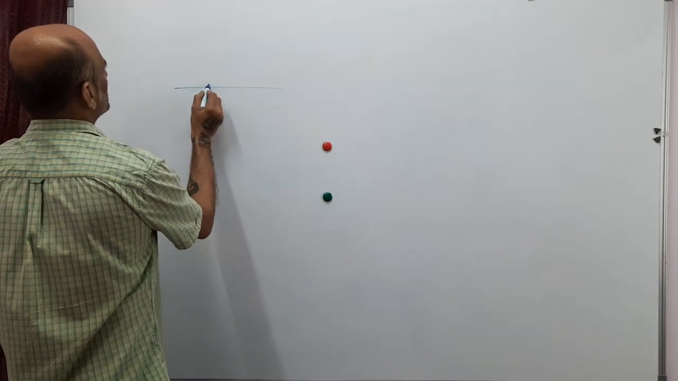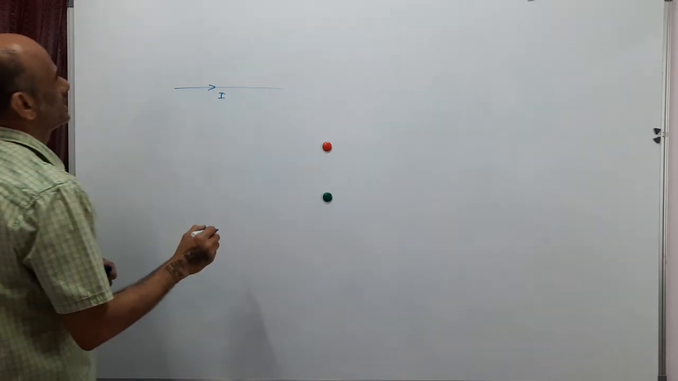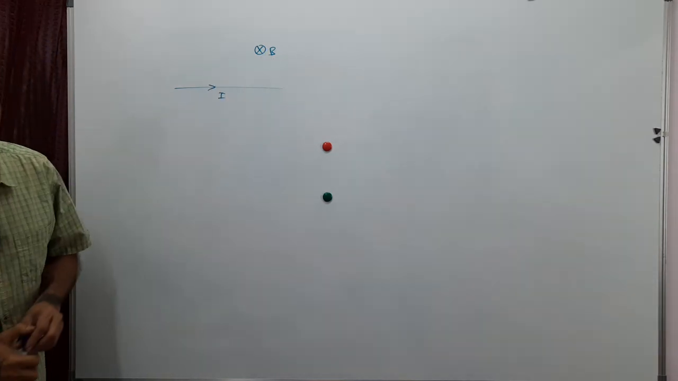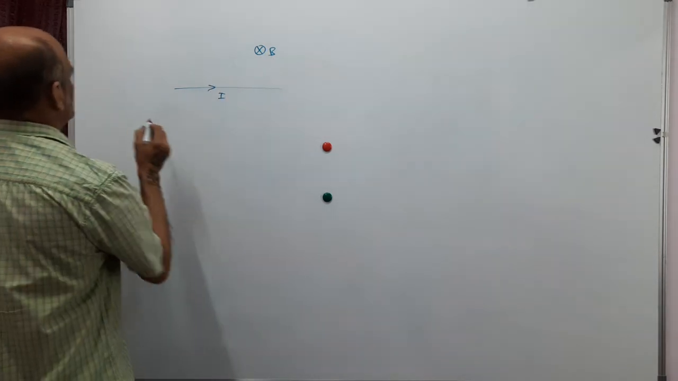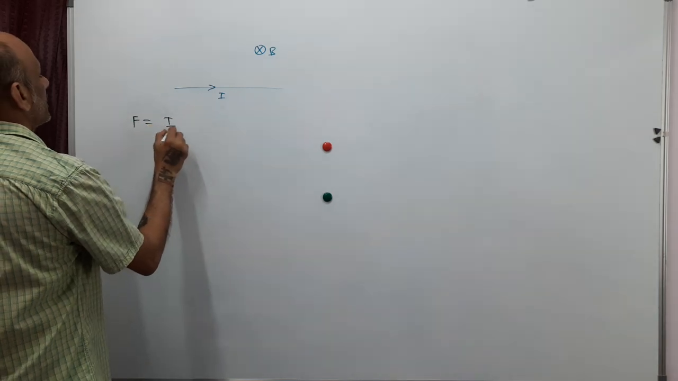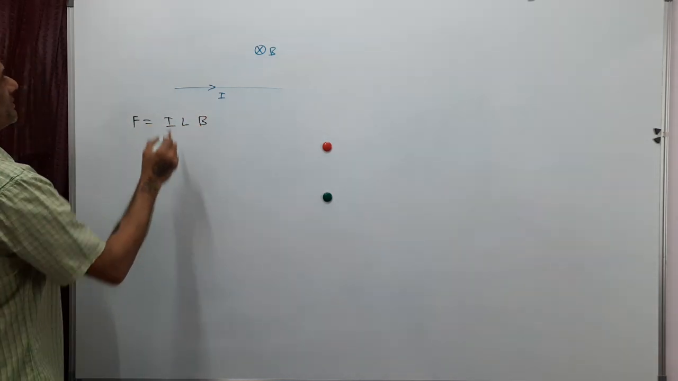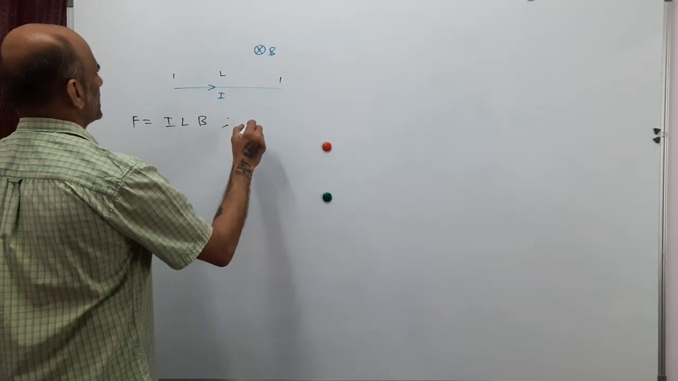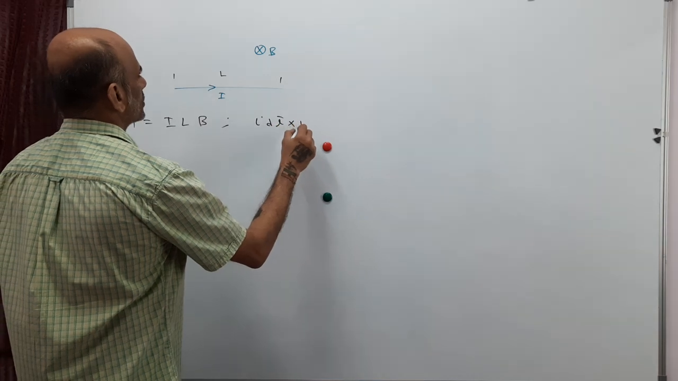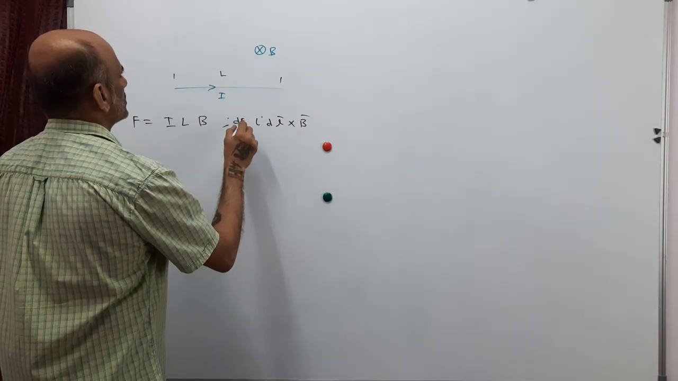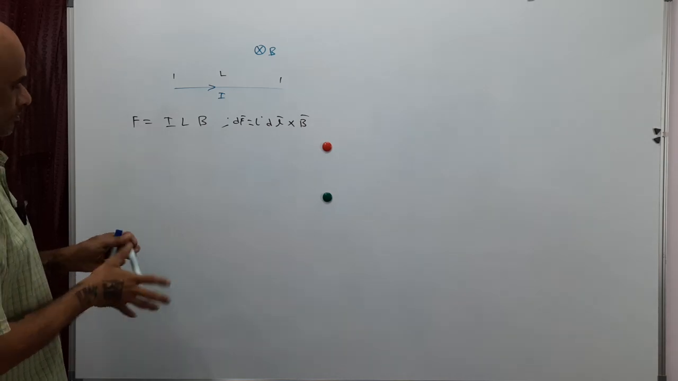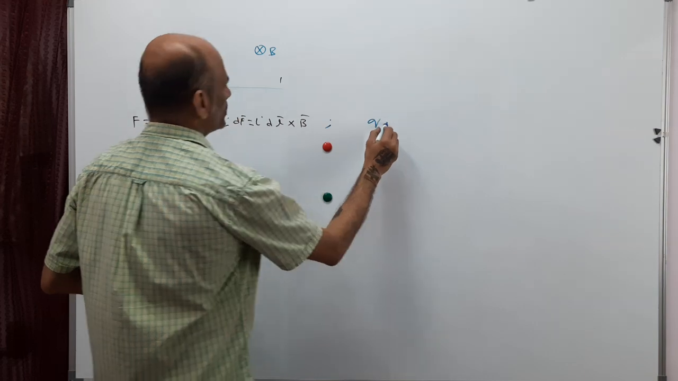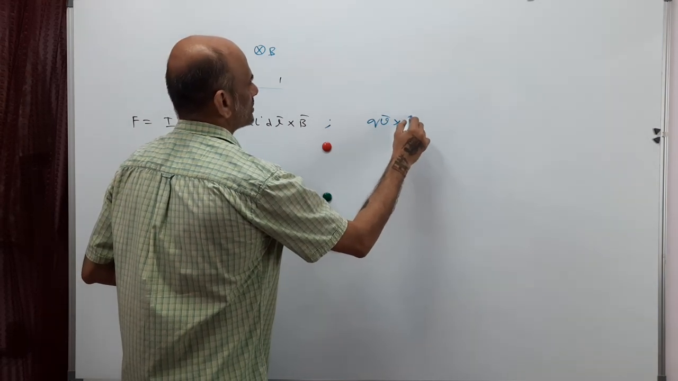Consider this current carrying conductor and there is a magnetic field in this direction, B. The force on this conductor is given as ILB, if L is the length of this conductor. This comes from the force on a current element, which is I dL cross B, and this comes from the Lorentz force on a moving charge, which is qV cross B.